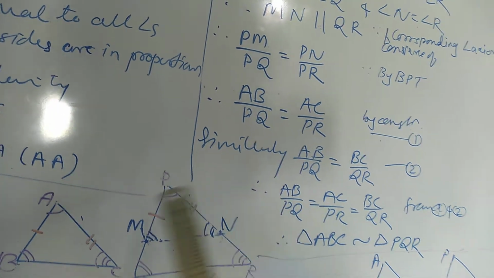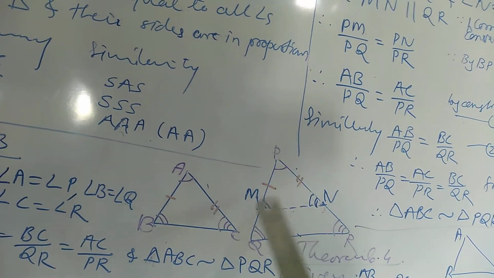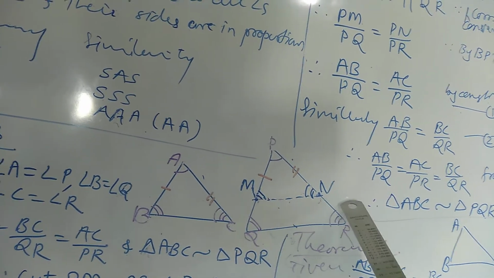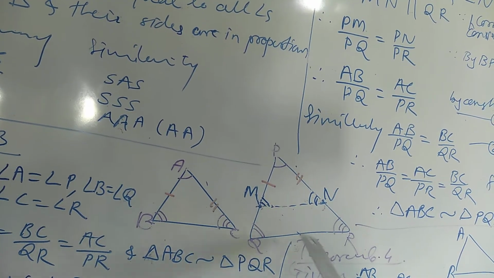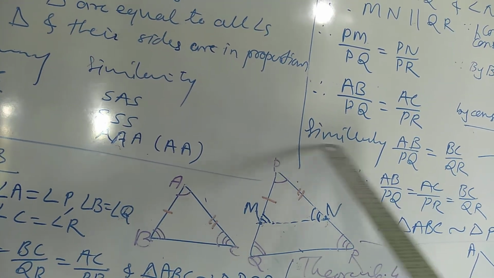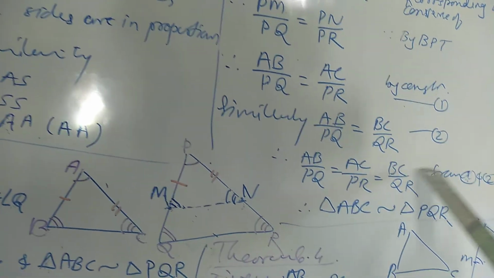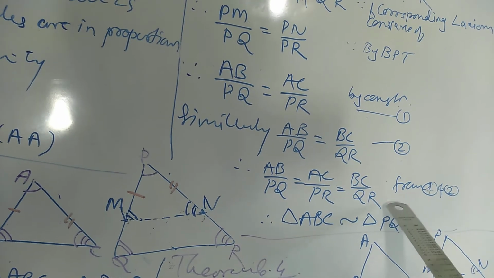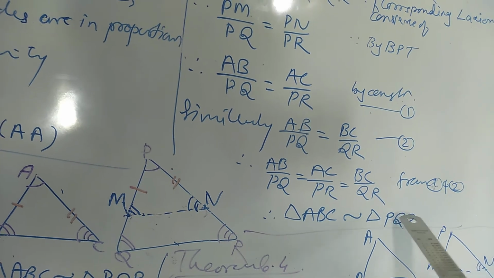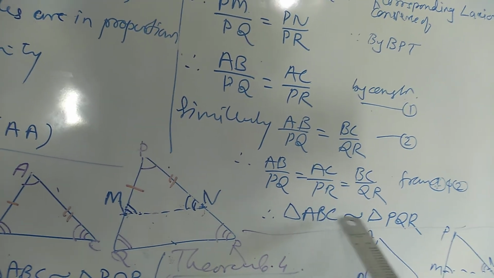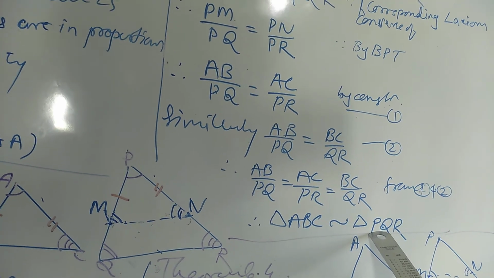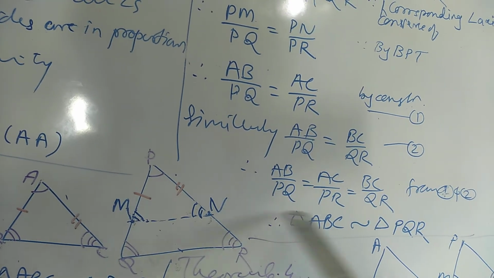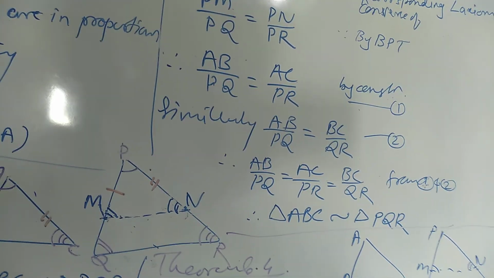Similarly, we can show that AB is to PQ is equal to BC is to QR. Instead of constructing the line like this, you can construct a line like this and show it, but you need not show it here. You can just write similarly, and hence you get the ratios of all three sides of one triangle to the other triangle equal. If the sides are in proportion, we can say that the triangles are similar. Already angles are given equal, and now we have shown sides are in proportion, so we can say that the triangles are similar.